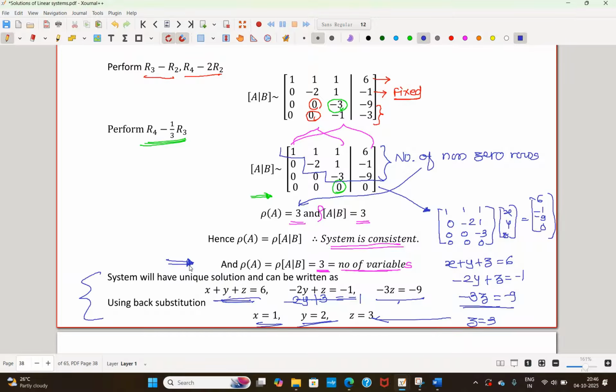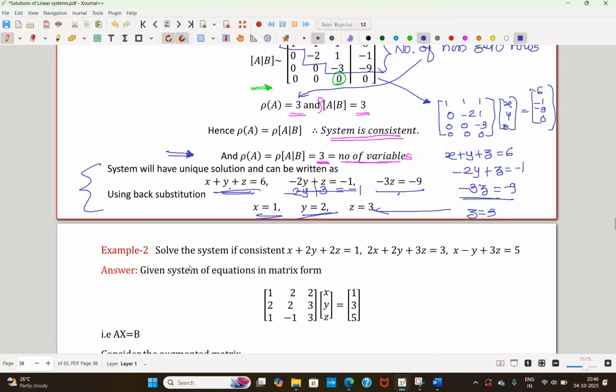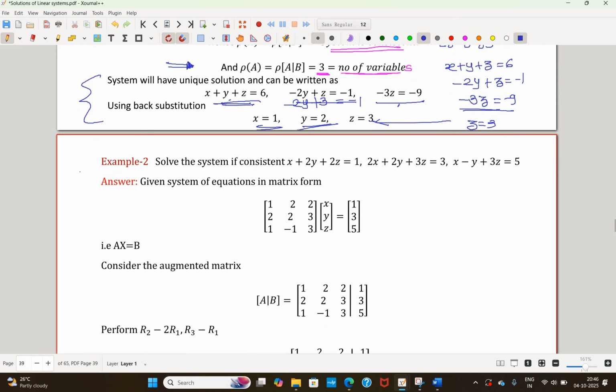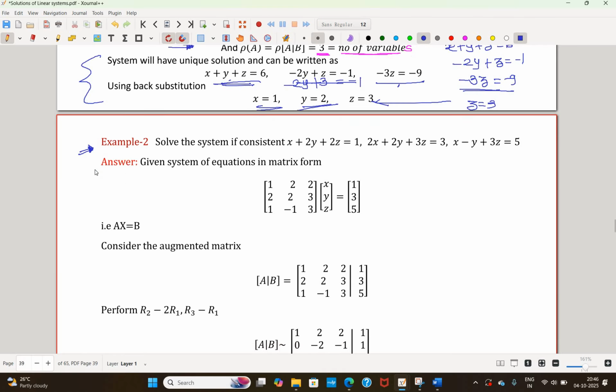Alright. Now in similar fashion, we are having here example 2. I want you to drill this example on your own and verify your answer with this PPT.